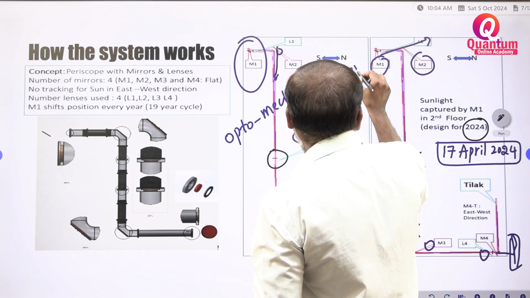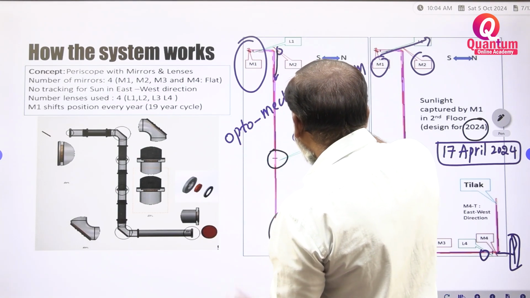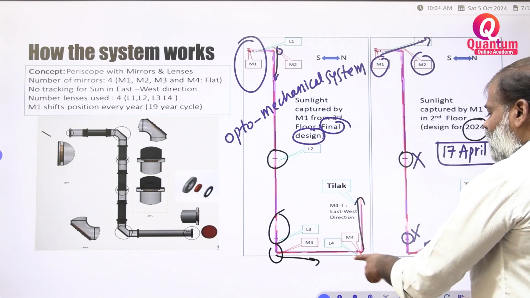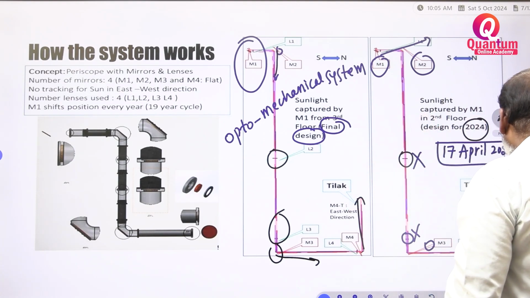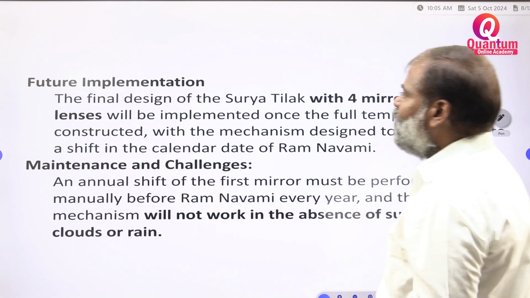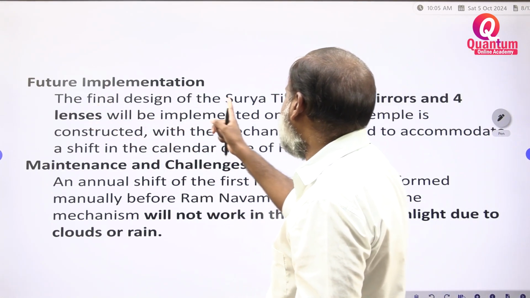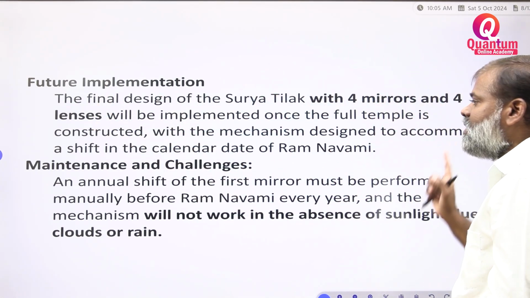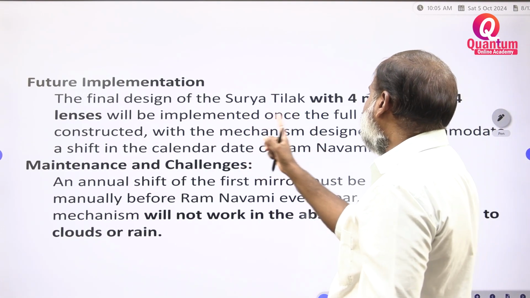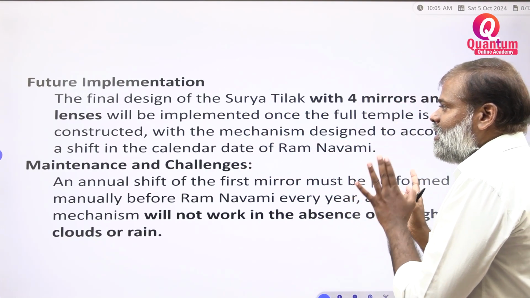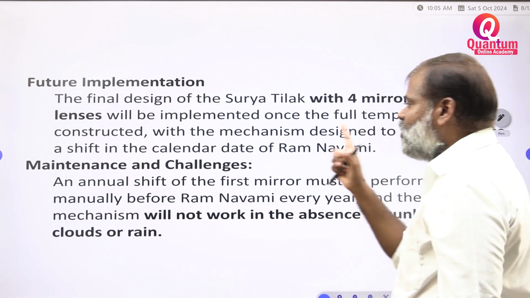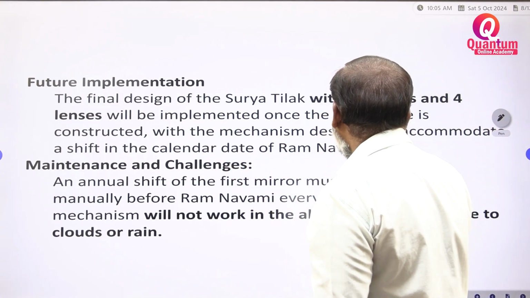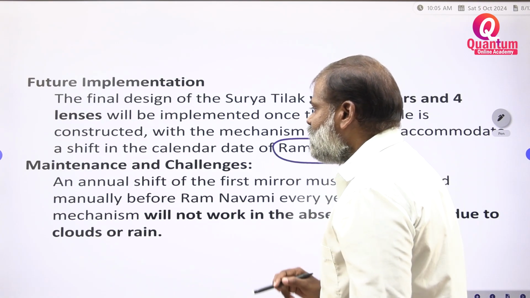Optomechanical system. Clear? After completion of this building, the Surya Tilak was formed on Sri Ram Navami date on the Ram Lalla forehead. Future implementation: the final design of Surya Tilak, 4 mirrors and 4 lenses, will be implemented once the full temple is constructed, with the mechanism designed to accommodate a shift of the calendar date of Sri Rama Navami.